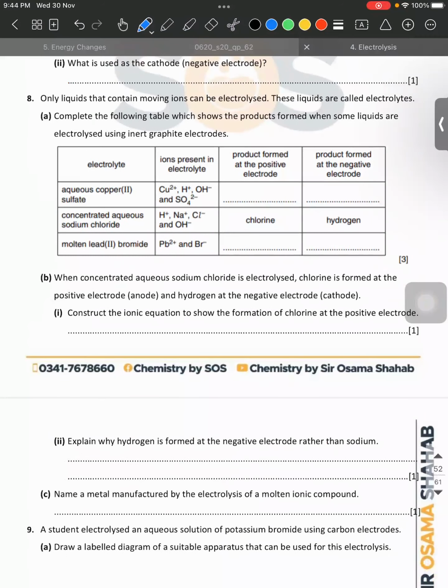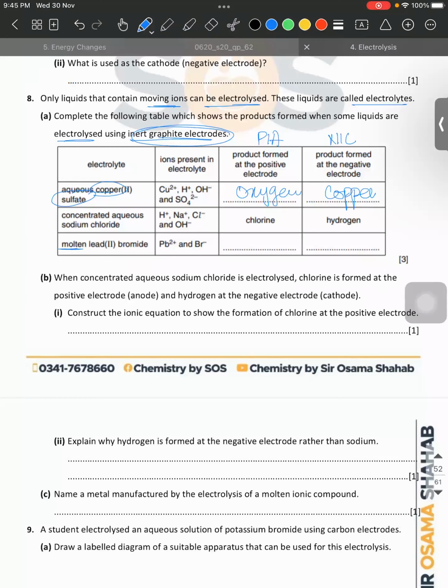Question number 8 is saying only liquids that contain moving ions can be electrolyzed. These liquids are called electrolytes. Complete the following table, which shows the products when some liquids are electrolyzed using inert electrodes. So aqueous copper sulfate, when you electrolyze this using inert electrodes, we know that copper is less reactive than hydrogen, so definitely it is going to form at negative electrode, which is cathode. Negative is cathode, positive is anode. So copper is going to be deposited at cathode, and we know that hydroxide will go over there and produce oxygen gas, so oxygen will be at anode.